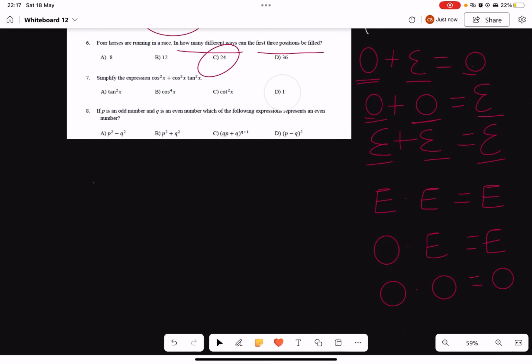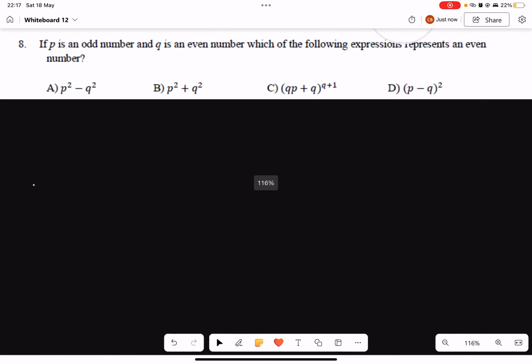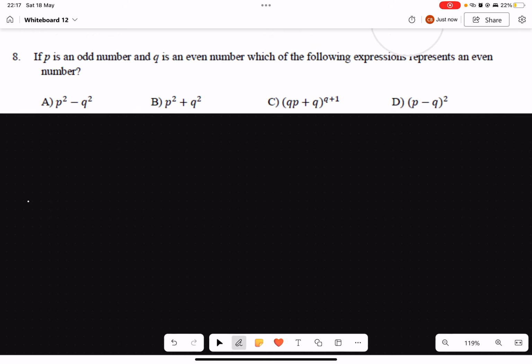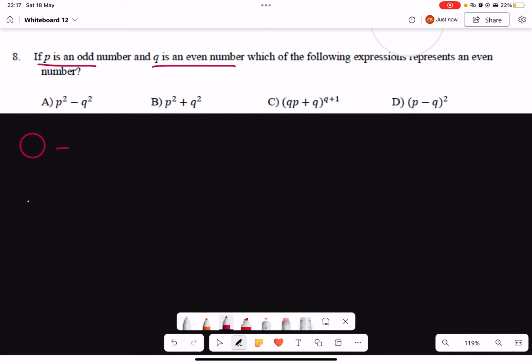Okay, now let's check this and answer it. They say if P is an odd number. Okay, P is odd. Whenever I see P, I have odd. So now I'm going to simplify all the possible P's that I can see. P squared, remember I said as long as the base is odd, here I have odd. Then they say Q is an even number, so I have odd minus even.